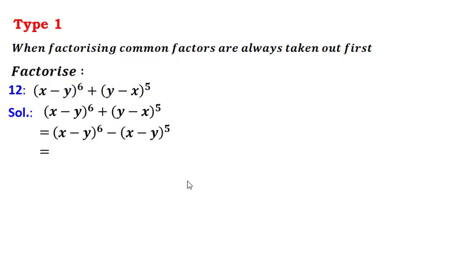Now x minus y power 5 I can take common. So after taking x minus y power 5, in the first place I have x minus y and in the second place I have 1. So my factorization is x minus y power 5 into x minus y minus 1.